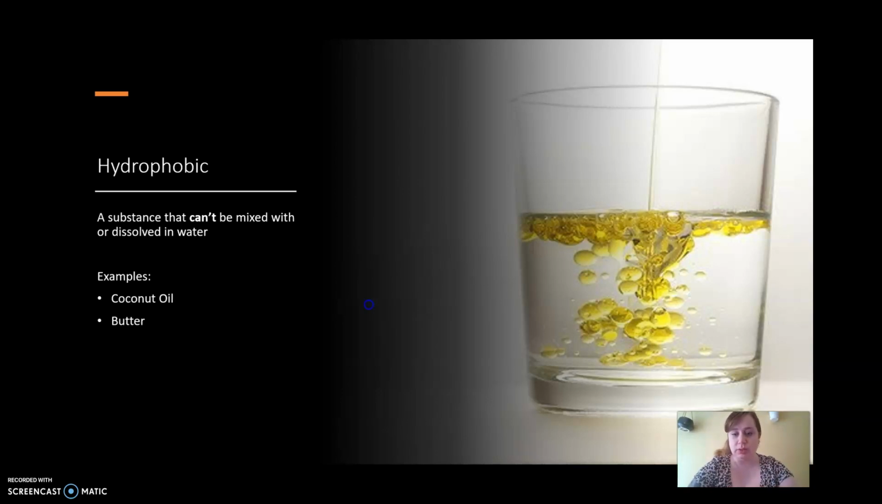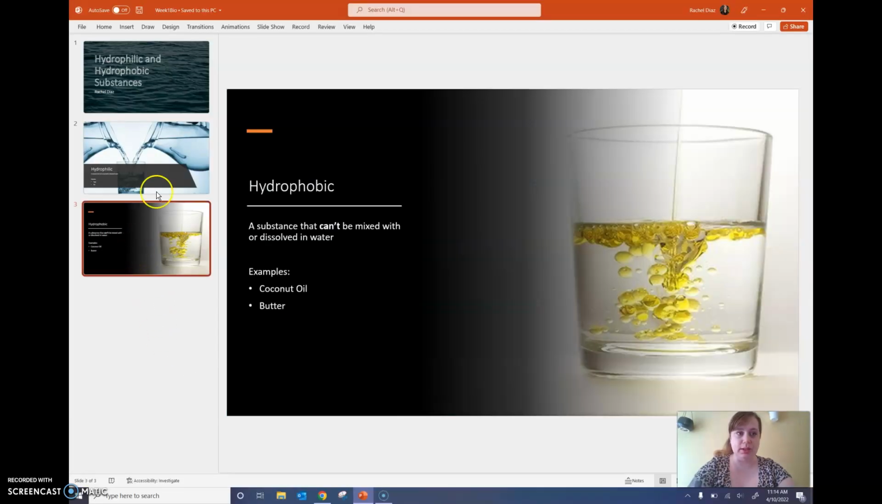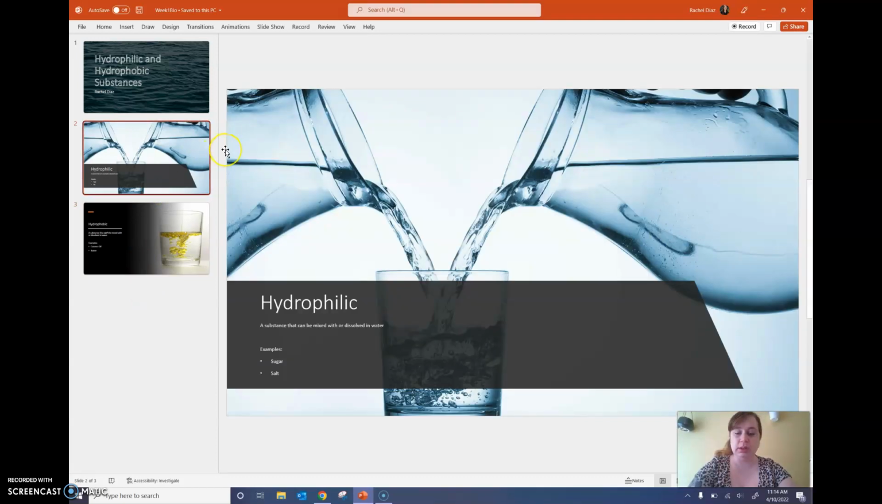And so those are the major differences between hydrophobic and hydrophilic substances. The hydrophilic does mix with water because they have the opposite charged atoms that will connect, and the hydrophobic, they have the same charged atoms, which will repel.